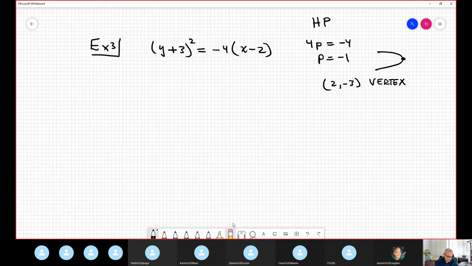And p is -1. And one of the foci, I suppose, is here. At what distance? 1 distance to the left. Therefore, the focus is located at the point (1, -3). That's the focus. Okay, it's exactly the same. It doesn't change the y component, and decreasing, in this case decreasing because it's to the left, the x component.